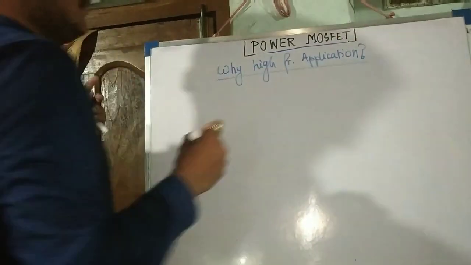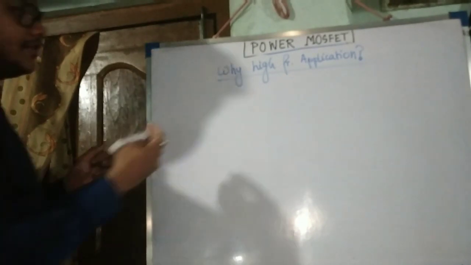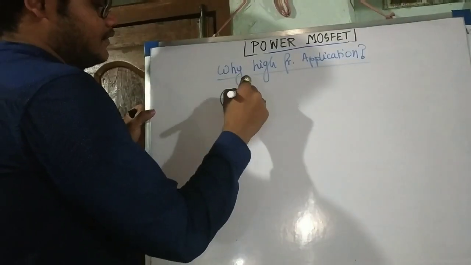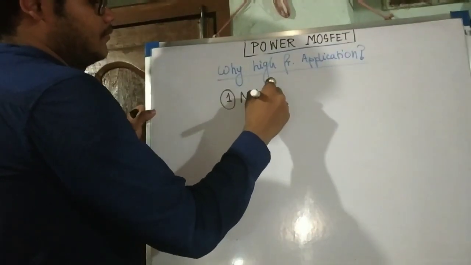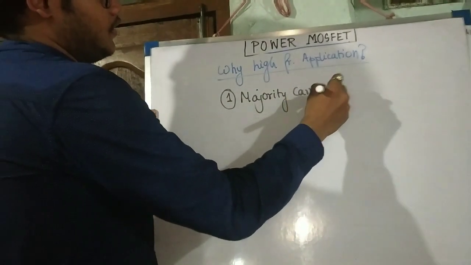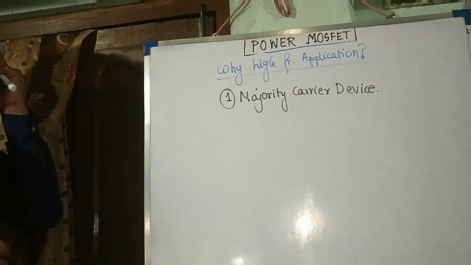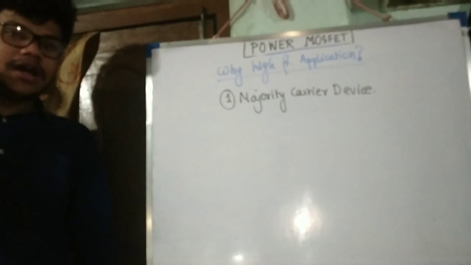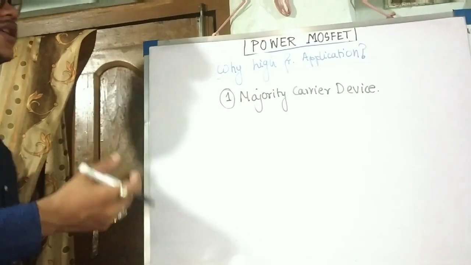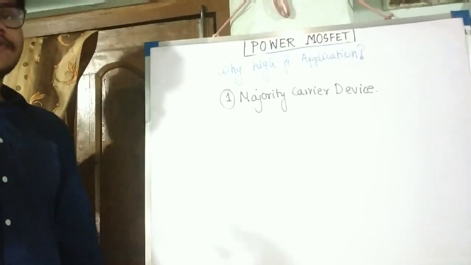The first reason is that it is a majority carrier device. Being a majority carrier device, the recombination of the other carrier is very, very little. That's why the turn off process is faster.